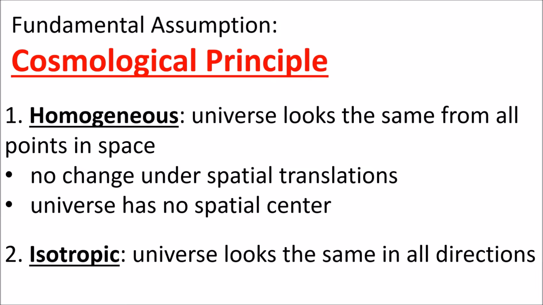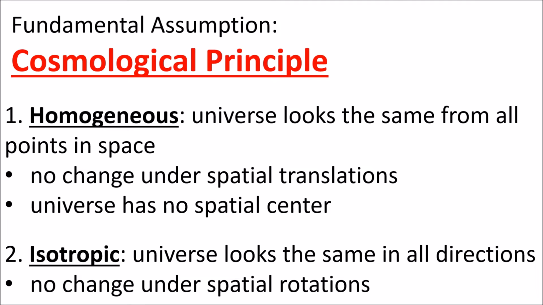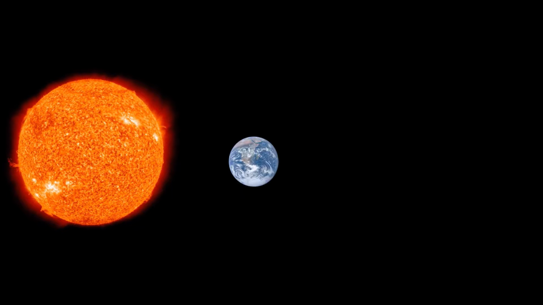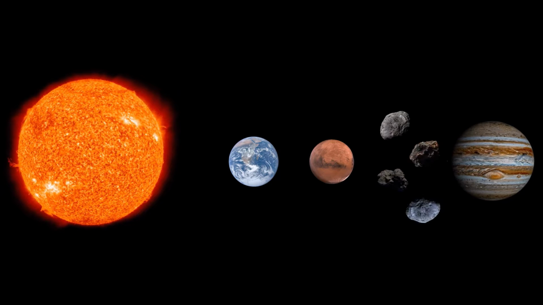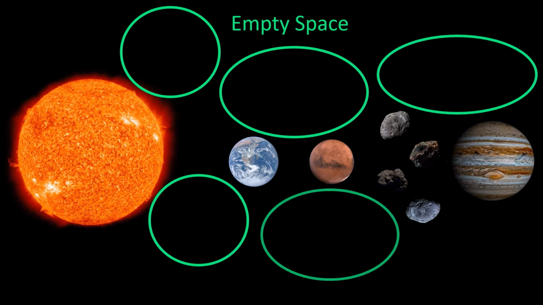The second assumption of the cosmological principle is that the universe is spatially isotropic, and this means that the universe looks the same in all spatial directions. You can think of this as meaning that the universe doesn't appear to change when we rotate our frame of reference. Now, you might say that these 2 assumptions are obviously false. After all, our solar system has the burning hot sun, a few planets, many asteroids, and lots of empty space, depending on where you look. So it's obviously not the same at all locations and in all directions.